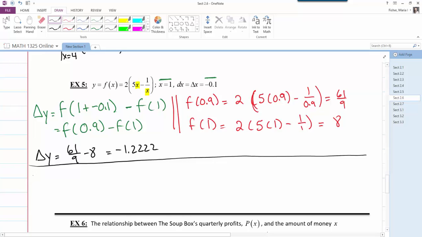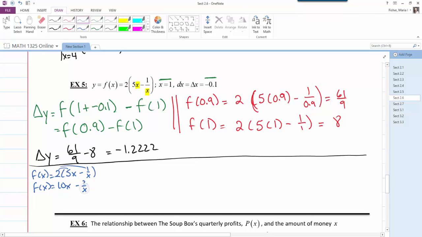Our given f of x here is that f of x is equal to 2 times (5x minus 1/x). I need to rewrite this before I take the derivative. The first thing I'm going to do is distribute my 2 to both. So if I distribute my 2, I get 10x minus 2/x.